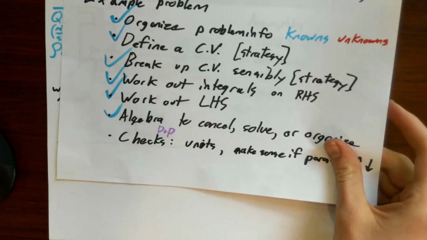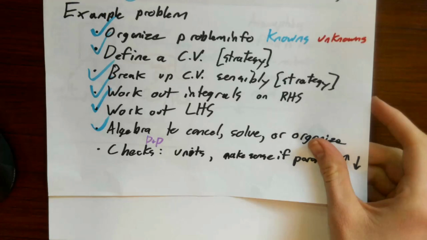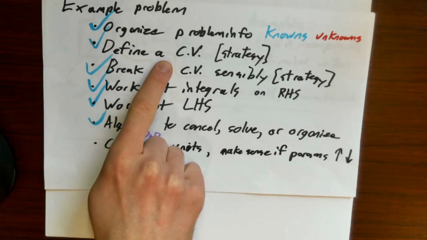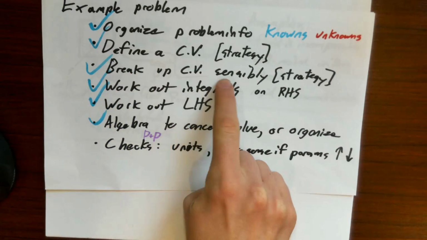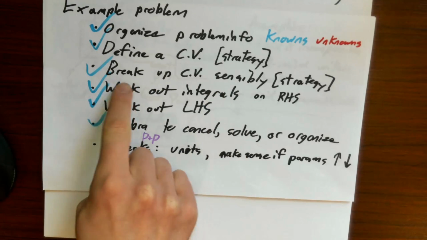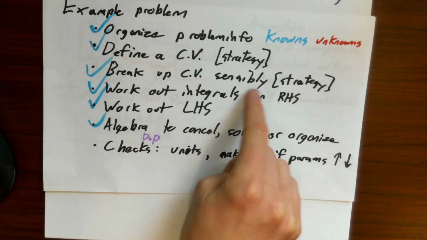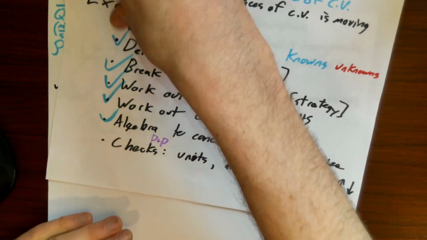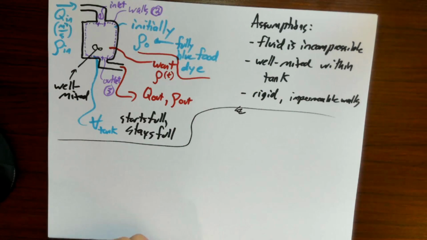So if we're using the same problem-solving strategy as last time, we organized our problem info into knowns and unknowns. We've defined our control volume, and we've broken up our control volume sensibly. Now let's plop down conservation of mass and start working out some integrals on the right-hand side, and then eventually the left-hand side. So let's put down conservation of mass.